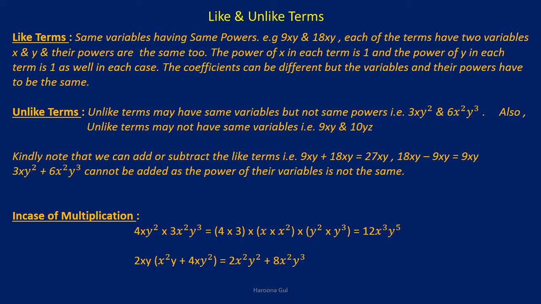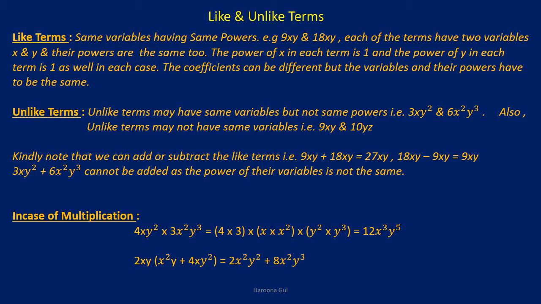Let us now see what like and unlike terms are. If two or more terms have the same variables and the same powers, they are called like terms. For example, 9xy and 18xy. Each of the terms have two variables x and y, and their powers are the same too. The power of x in each term is 1, and the power of y in each term is 1 as well. The coefficients can be different, but the variables and their powers have to be the same.